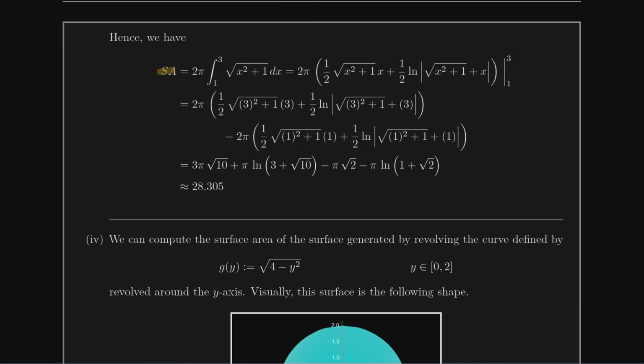And then you find out that the surface area, well, we got our antiderivative. It wasn't great, but we have it. We're just going to evaluate on the lower and upper bounds. So we'll plug in a 3 for every case of x, and then we'll plug in a 1 for every case of x, and simplify a little bit. It's not great, as always, but you can plug it into your calculator, get 28.3.